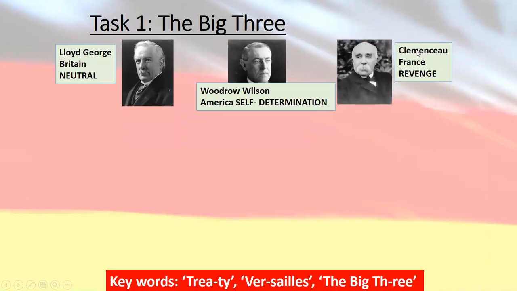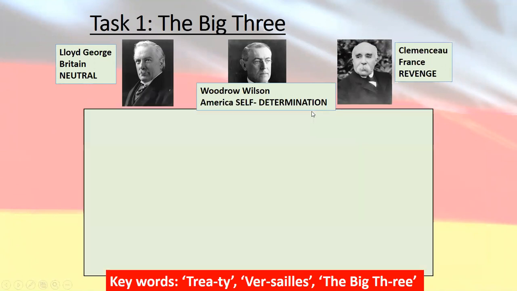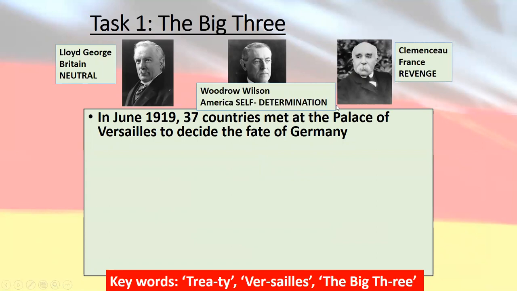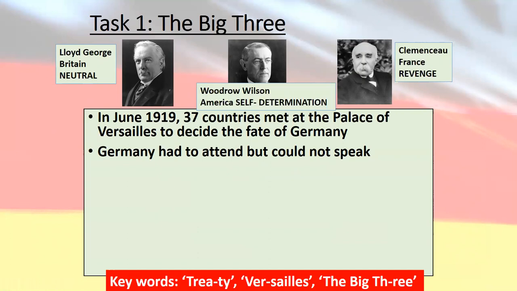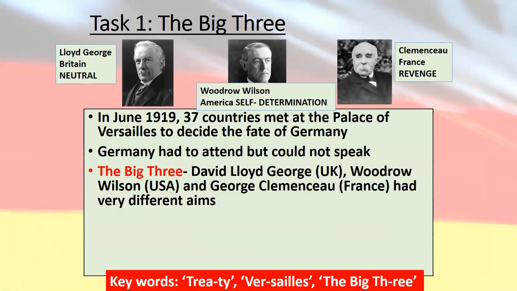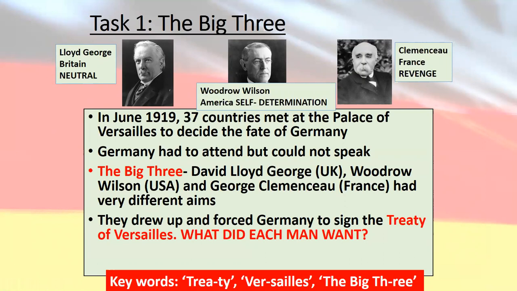Now, the three people in charge of drafting and implementing the Treaty of Versailles were Lloyd George of Britain, Woodrow Wilson of America, and Clemenceau of France. And these three men had very different approaches to how they wanted this treaty to go. So in June 1919, 37 countries met at the Palace of Versailles to decide the fate of Germany. Germany had to attend, but they weren't allowed to speak. And the big three had very different aims. And they drew up and forced Germany to sign the Treaty of Versailles.